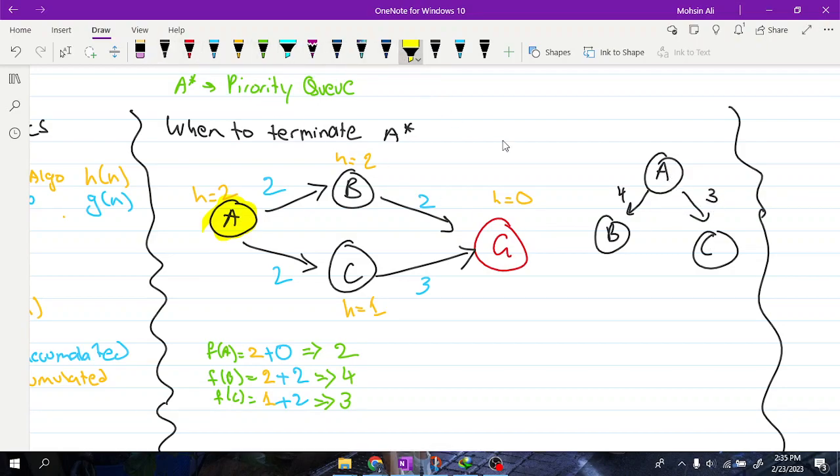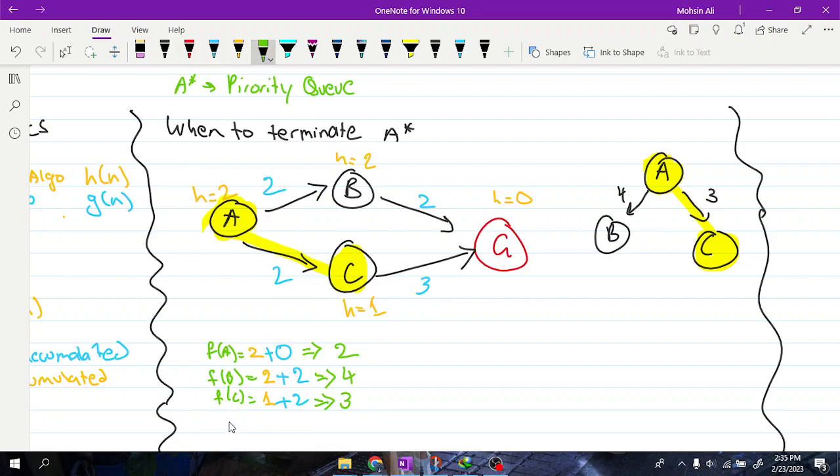Now, if I'm starting with A, we're going to be looking at the smallest f function. In this one, we can see that f of C is 3. So we're going to go to C, and we then go to C. Okay, now let's figure out where we are going to go next. Are we going to go to B or are we going to go to G?